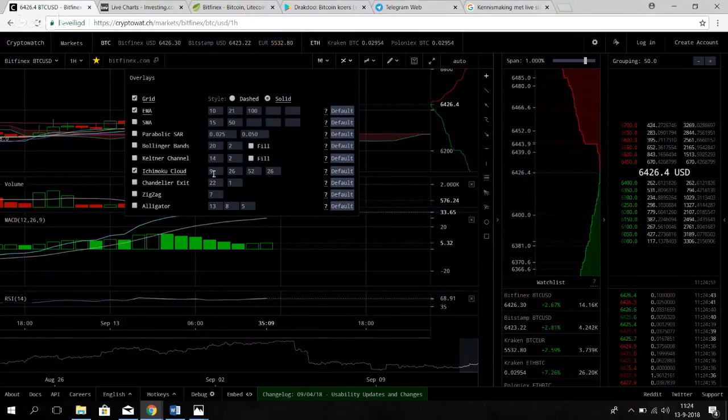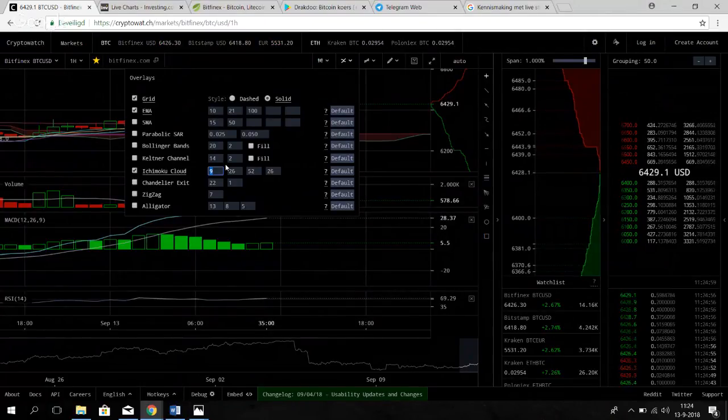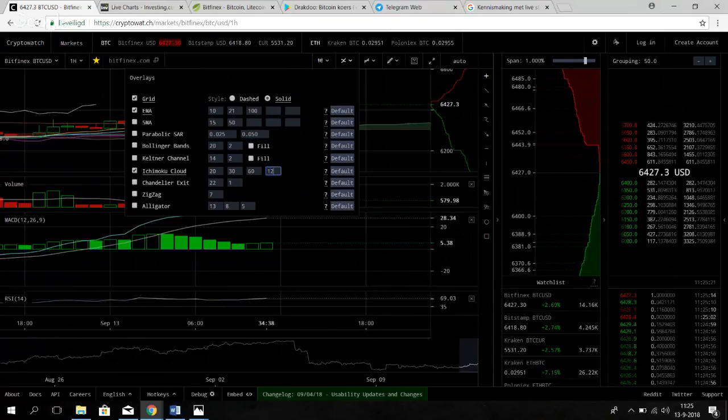Normally, the standard settings are 9, 26, 52, 26. But since this is a market that is open 24 hours a day, 365 days a year, you should adjust it to the time frame. So put the first one on 20, we put the trading days a month at 30. This one you just double, you put it on 60. And this one we put on 120.